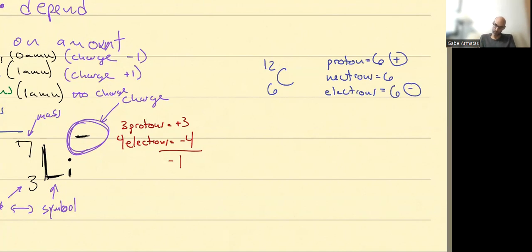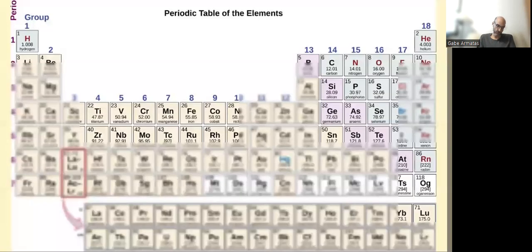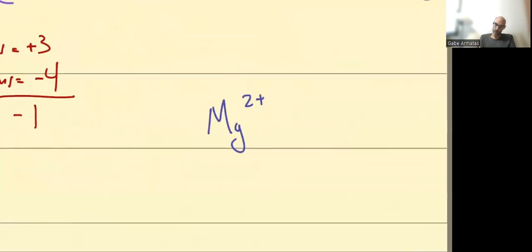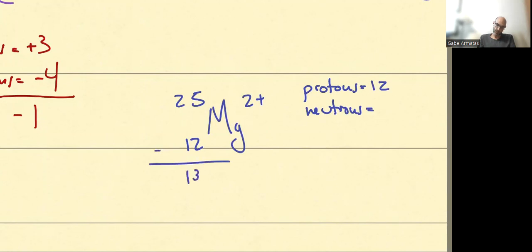And then finally, let's do one more. Let's just say magnesium 2+. If I look for magnesium, we see it down here. Magnesium has an atomic number of 12. And I'm going to give it a mass now too, because I didn't before. So magnesium has a mass number of 25, so protons is equal to 12. Neutrons, well, 25 minus 12 is going to give me 13. So I have 13 neutrons.